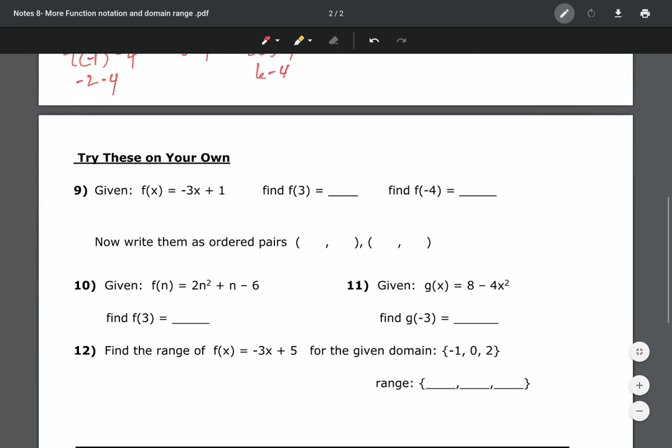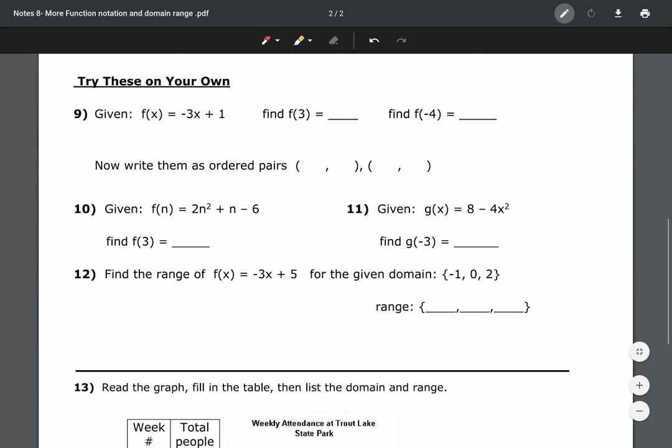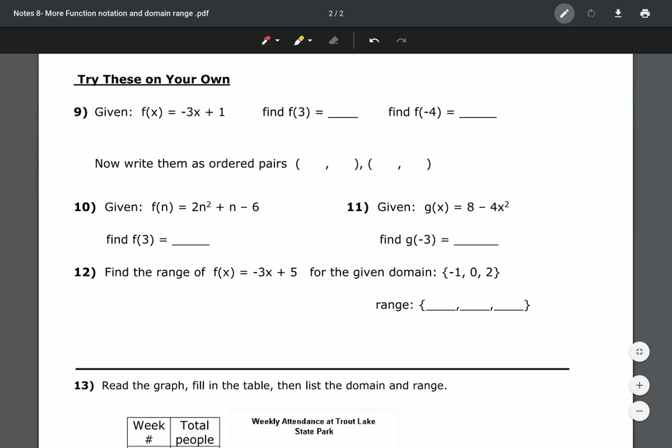All right, so then on the next ones, I just want you to try these on your own. So you might want to pause it right now and see how well you can do on your own, and then come back and see how you did.